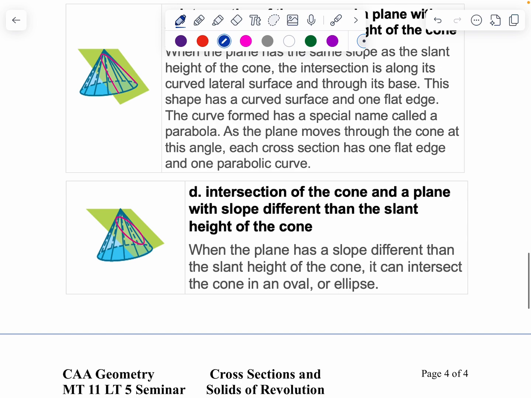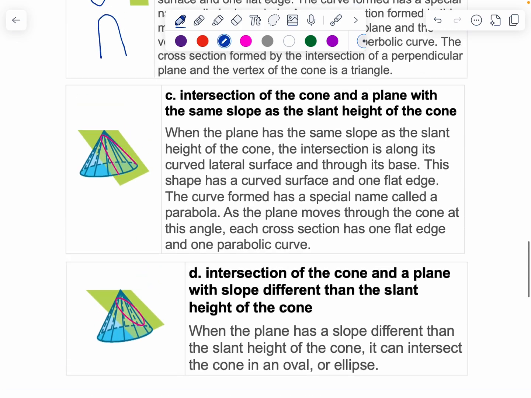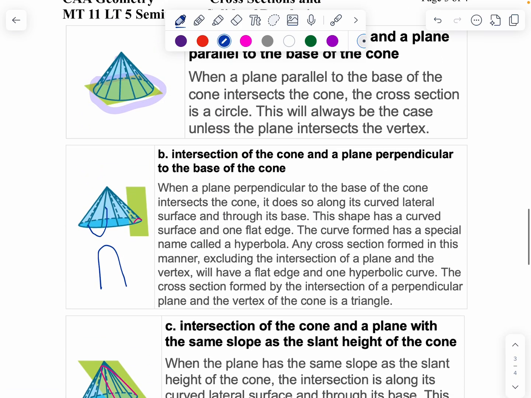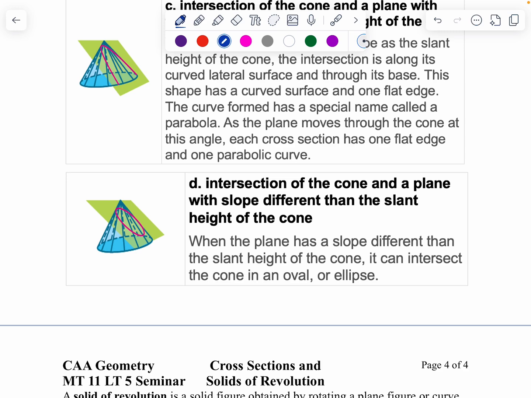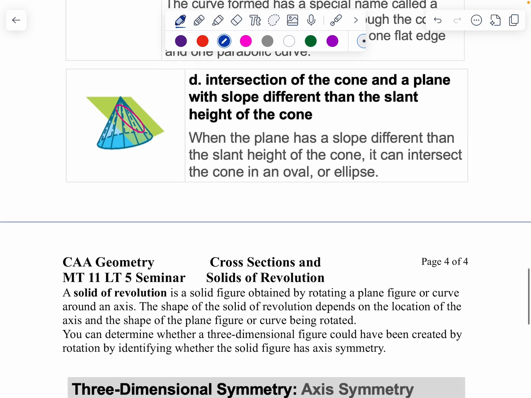And then if I slice it at an angle that's different than the slant height, I'm going to get an ellipse. An ellipse kind of looks like an elongated circle. Those are your 5 major equations you'll learn in Algebra 2 or pre-calc. These are called conic sections, and they each have, just like a line has an equation, and a circle has an equation, a parabola has an equation, and then we also have equations for ellipses and hyperbolas that you'll learn about.